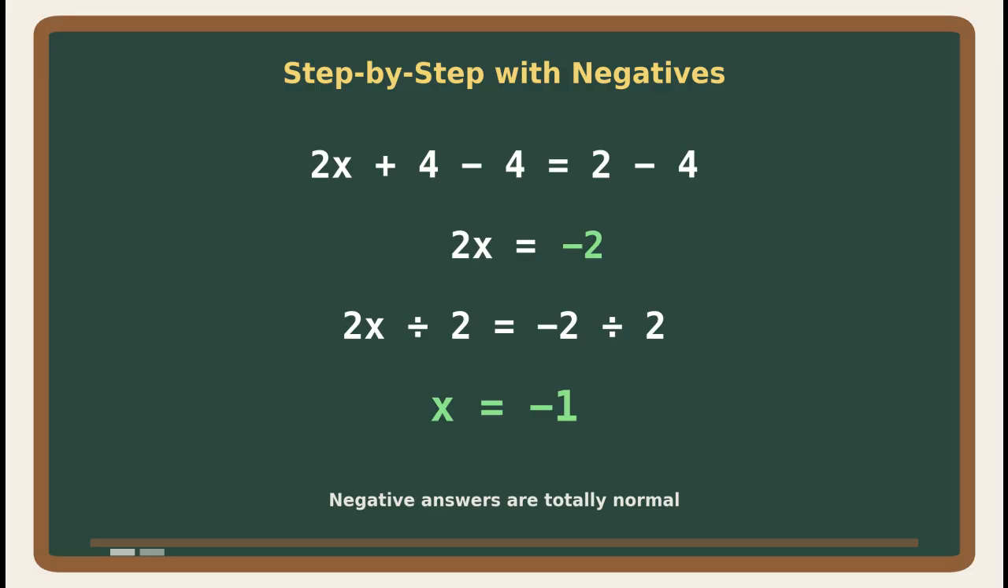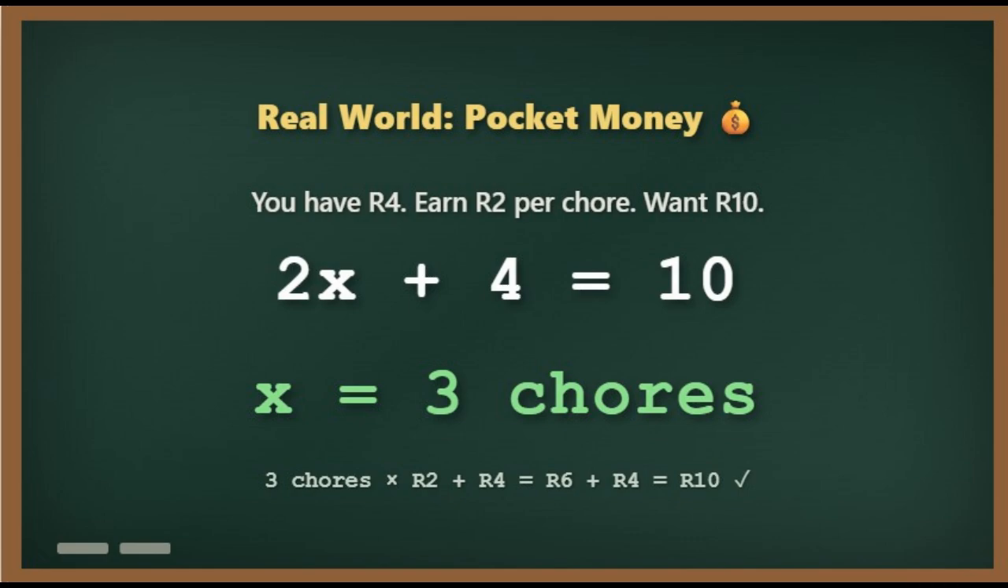Let's walk through it again, nice and slow. 2x plus 4 equals 2. Step 1, subtract 4. 2x plus 4 minus 4 equals 2 minus 4. That gives us 2x equals negative 2. Step 2, divide by 2. 2x divided by 2 equals negative 2 divided by 2. X equals negative 1. Negative answers are just answers that live on the other side of 0. Totally normal.